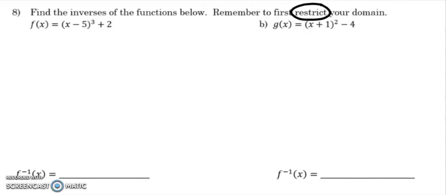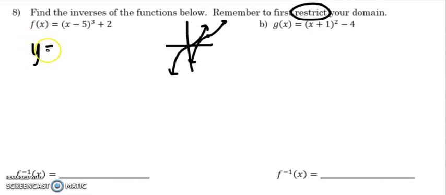So let's think first about (x minus 5) to the 3rd plus 2. So that's going to be a parent cubic graph, x to the 3rd, which looks like this. That's been moved to the right 5 and up 2. So maybe somewhere like this. When we think about this, does this graph pass the horizontal line test? Yes, it does. So will this function have an inverse that is a function? Yes, it will.